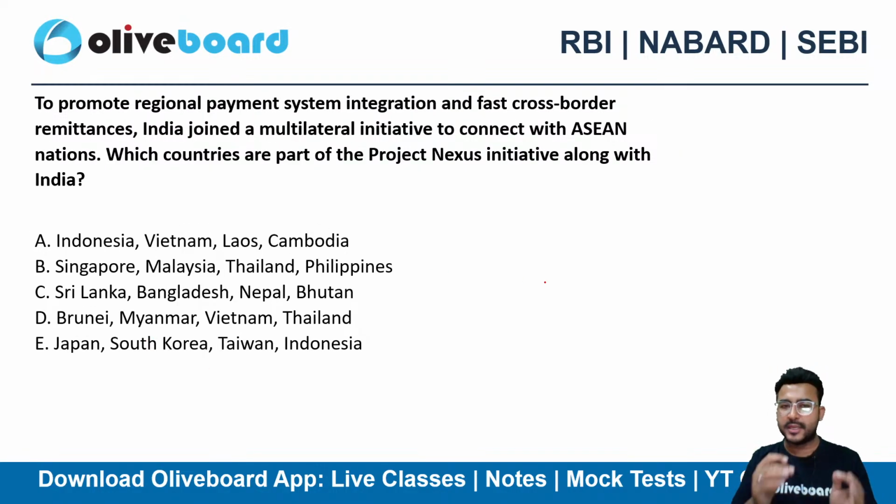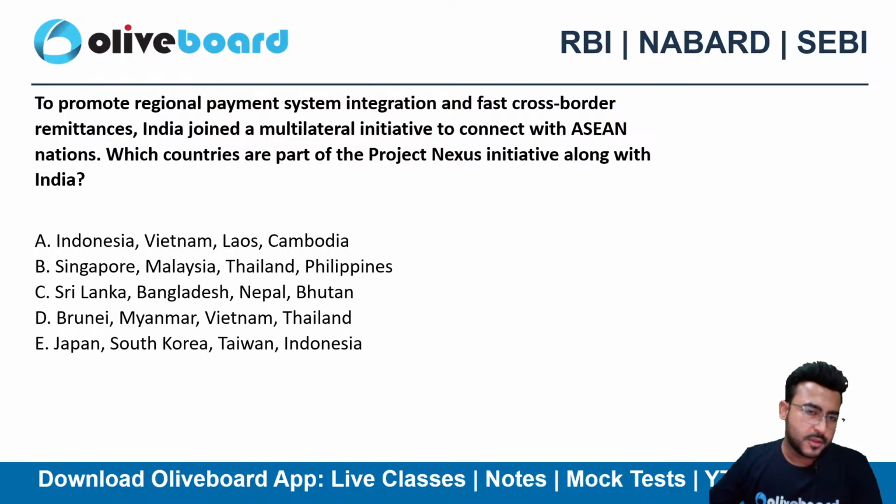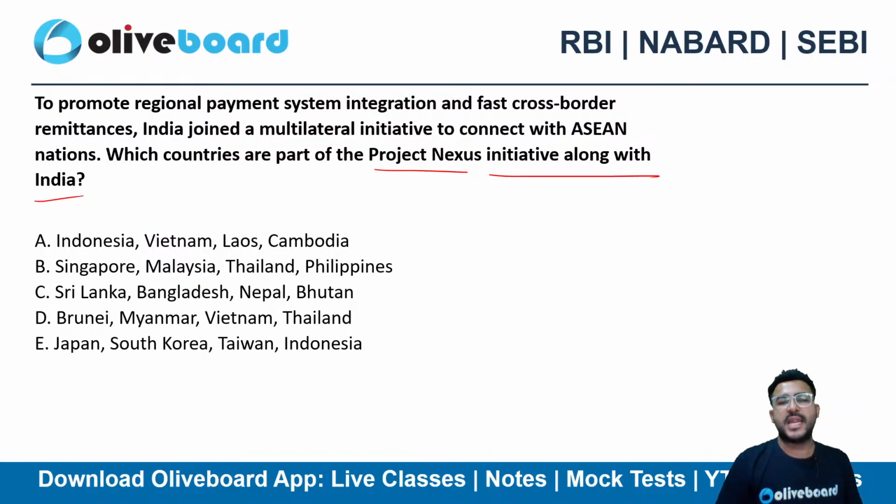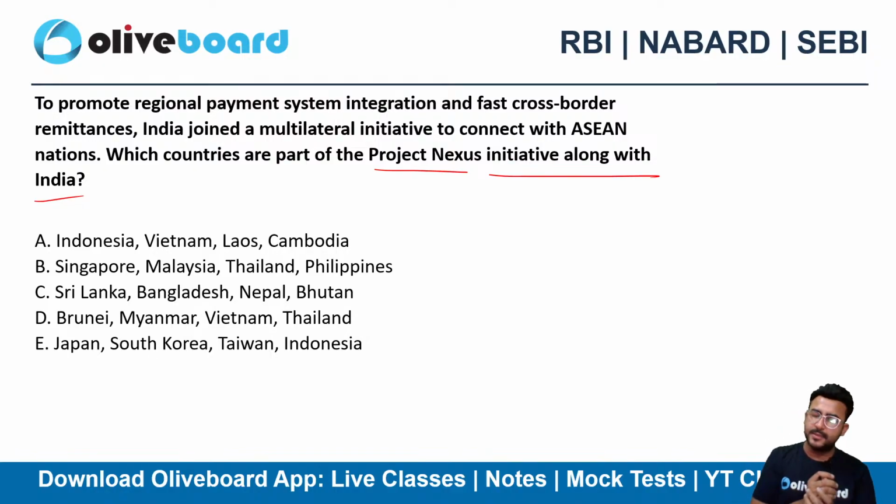Next is to promote the regional payment system integration and fast cross-border remittances. India joined the multilateral initiative to connect with the Asian nations. Which countries are part of the Project Nexus initiative along with India? So basically, India is promoting the UPI framework not just in India, however internationally as well.